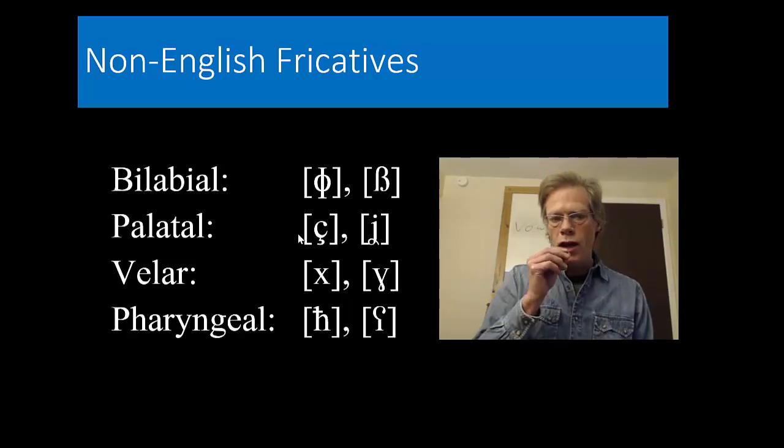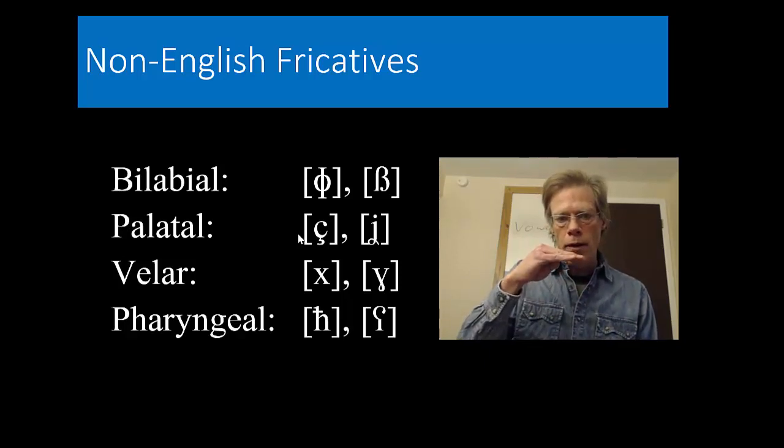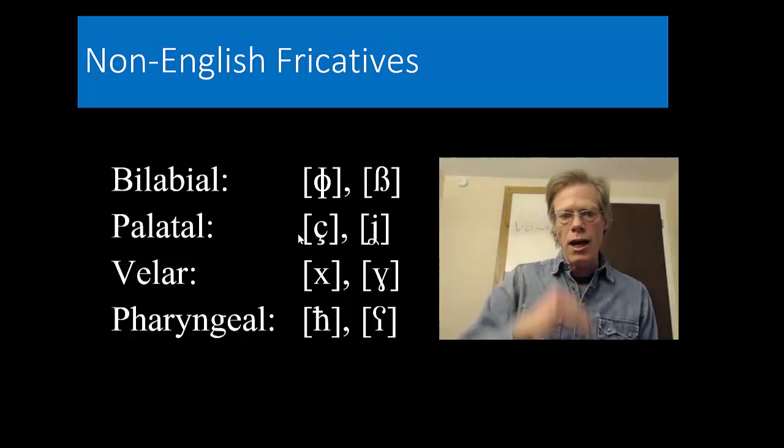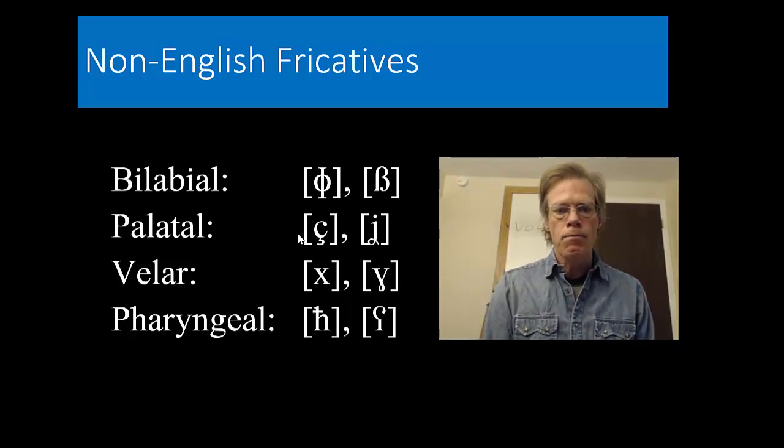So we've got those post-alveolars, like the sh and the zh in English. So here, the body of the tongue is a little bit further back in the mouth, reaching up towards the hard palate, making a sh sound or a zh.